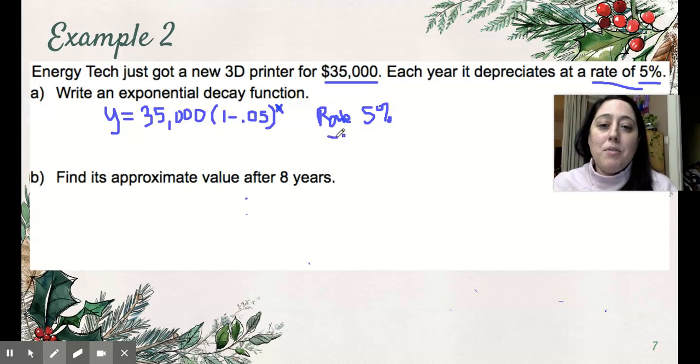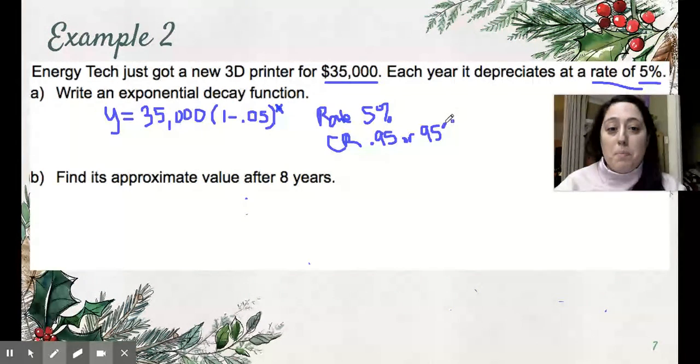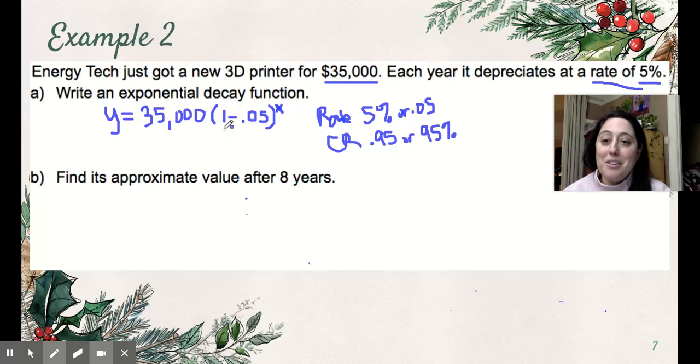But the common ratio is 0.95. Right? Or you could say it retains 95% of its value, right? So I'll just put it in percent and decimal so you guys can see 95%, right? So this is like how much of its value it's keeping, but it's going down by 5% or 0.05 each year. Cool. All right, so there's your equation.